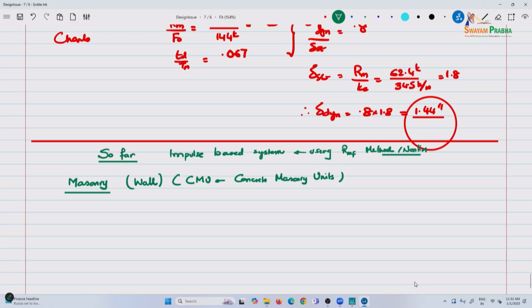Aerated autoclave concrete, right? AAC blocks, correct.